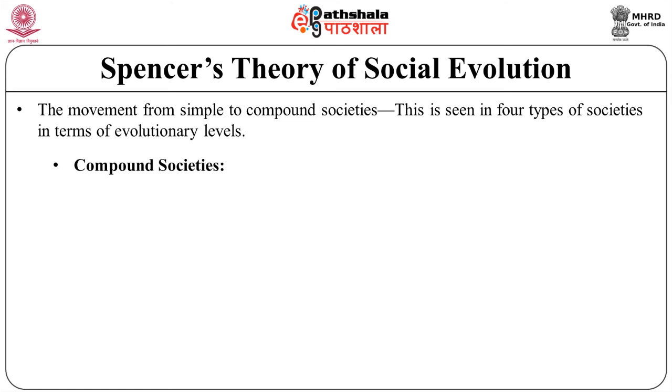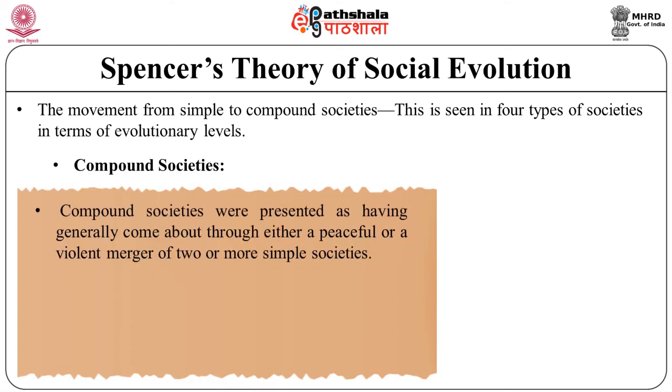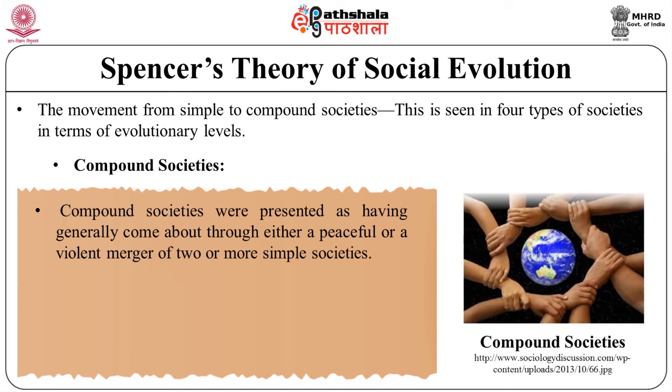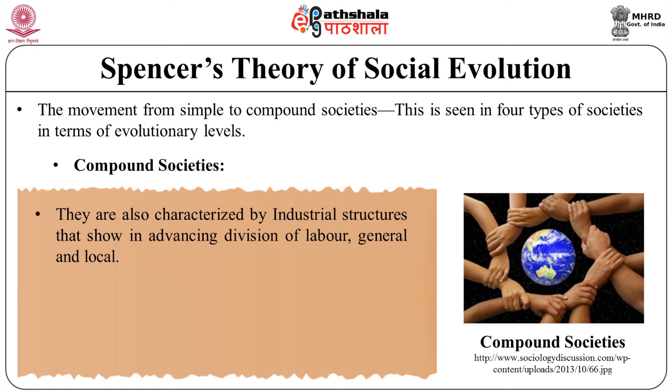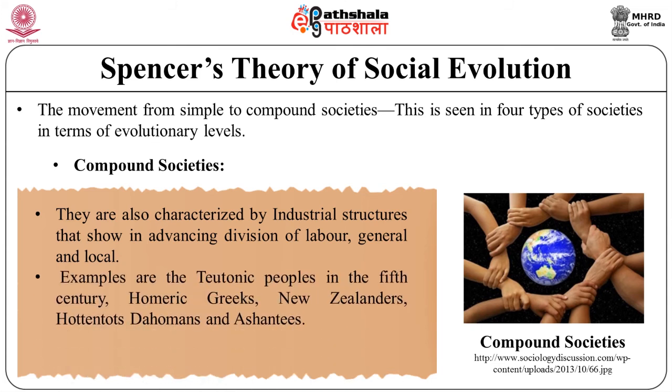Now let's have a look at the second society, that is compound society. Compound societies were presented as having generally come about through either a peaceful or a violent merger of 2 or more simple societies. They tended to be predominantly settled agricultural societies, although a majority are mainly pastoral, characterized by a division of 4 or 5 social strata and an organized priestly group. They are also characterized by industrial societies that show an advancing division of labor, general and local. Examples are the Teutonic people in the 5th century, the Homeric Greeks, New Zealanders, Hottentots, Dahomeyans and Ashantis.